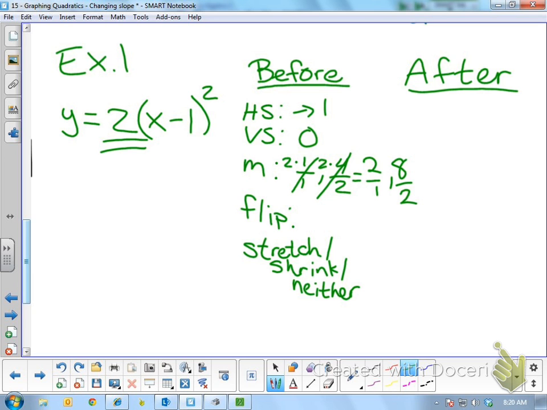So flip is the same as last time as well. If there's a negative in front of everything, yes, we have a flip. If there's not a negative in front of everything, we don't flip. So Lisbeth, do we have a flip or not? No, you flip.